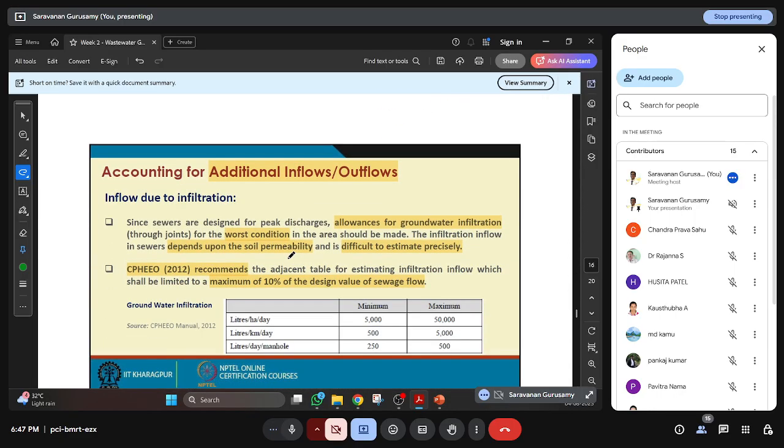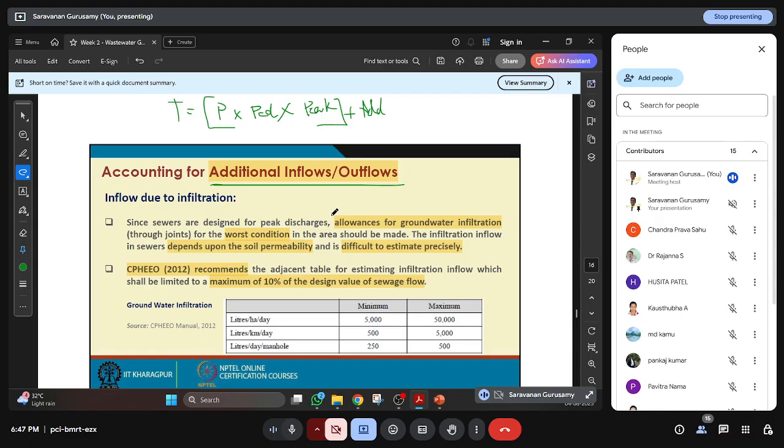Then after knowing that, what is our basic formula? Total quantity equals design population into per capita waste generation into peak factor. This is what we are going to discuss. Plus, additionally, there will be some flow, right? So that's what we are going to see here.